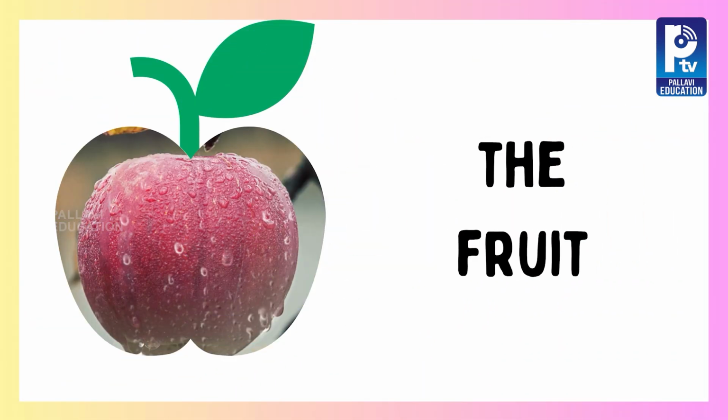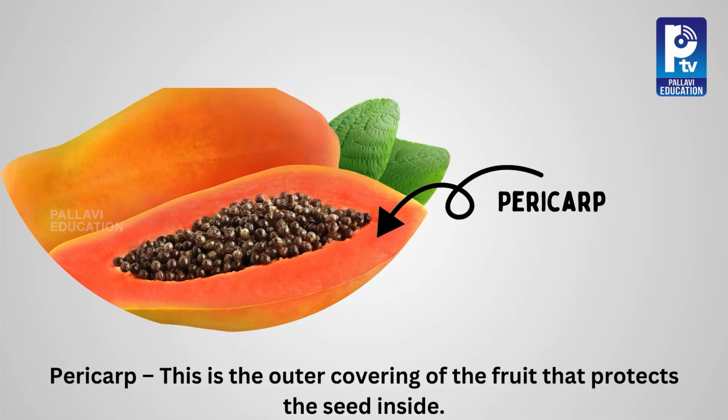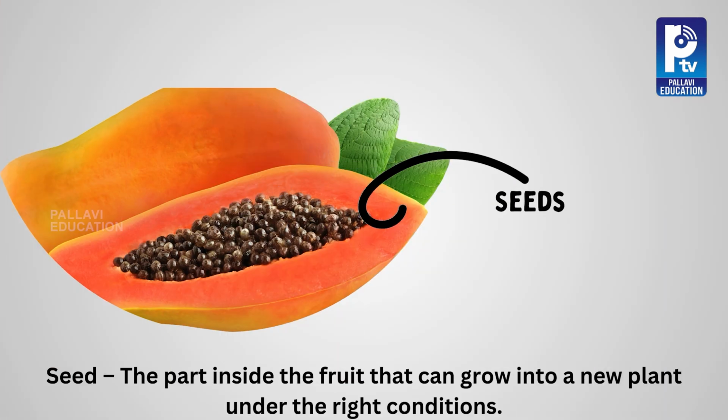Fruits are not just tasty, they play an essential role in protecting and spreading seeds. Let's look at the structure of a fruit. Pericarp. This is the outer covering of the fruit that protects the seed inside. Seed. The part inside the fruit that can grow into a new plant under the right conditions.